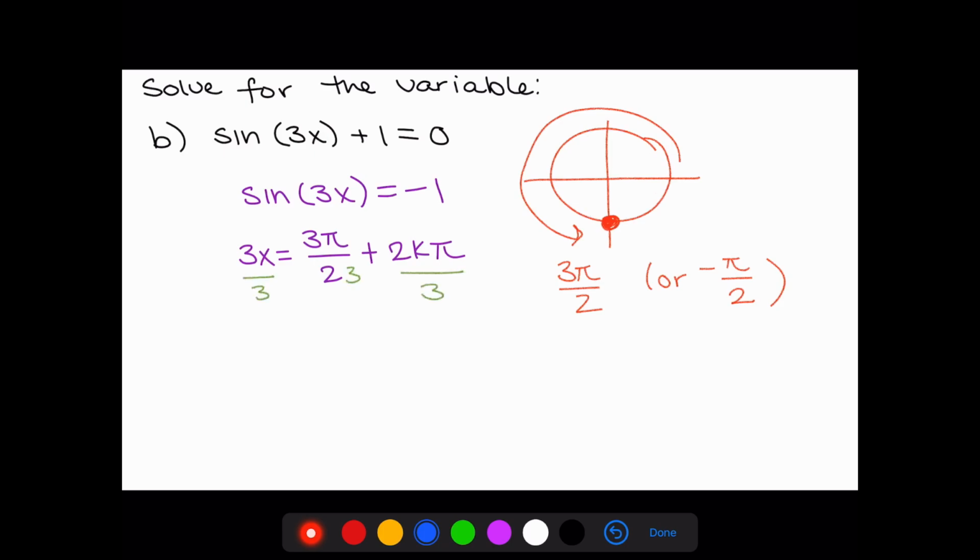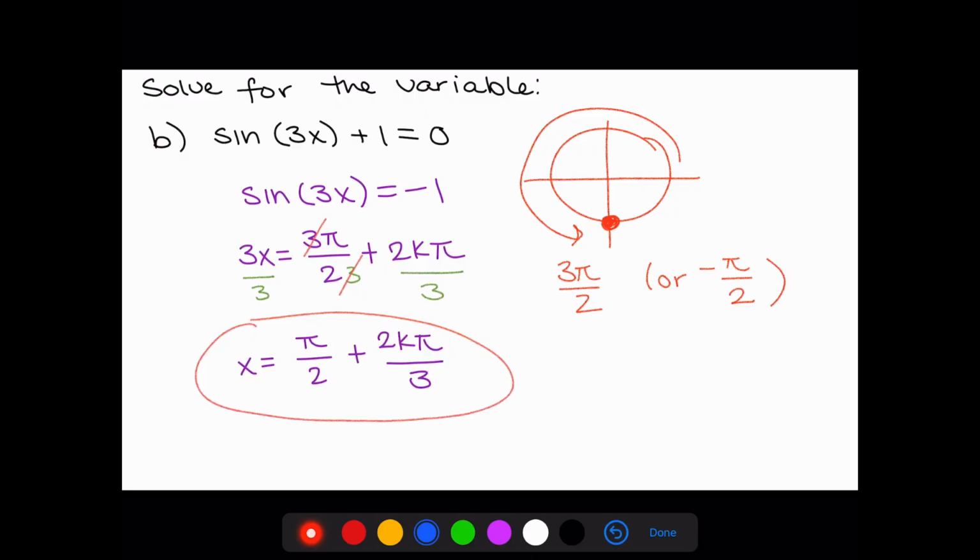So I divide everything by 3, and that gives me x equals pi over 2. So 3 pi over 2 divided by 3, I just canceled out the 3's. That gave me pi over 2 plus 2k pi over 3, and that would be my final answer.